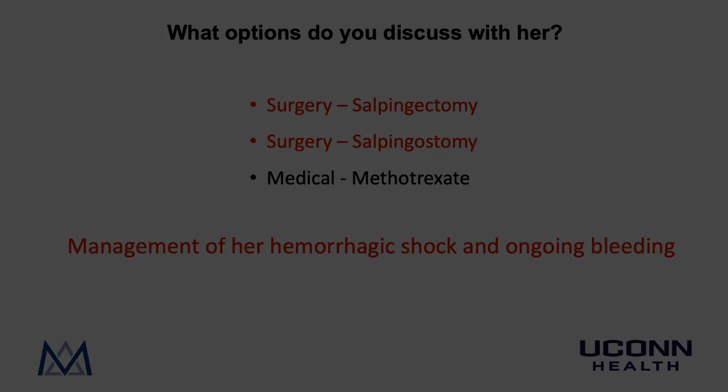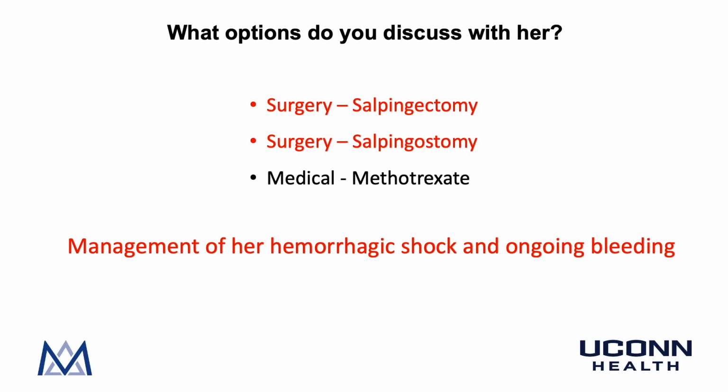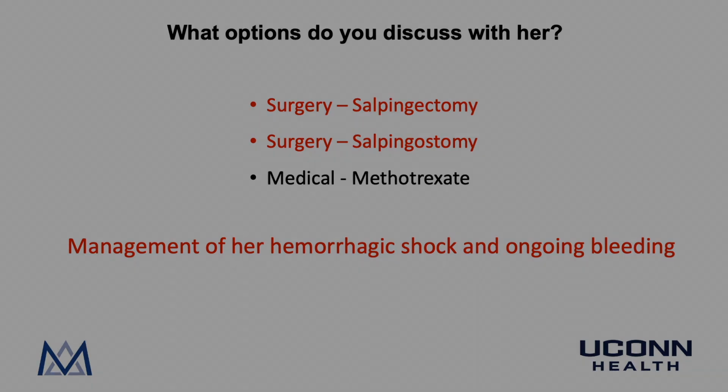And last but not least, you as the surgeon need to take the patient to the operating room and stop her bleeding. There would be a discussion with the patient briefly around performing salpingectomy, which is complete removal of the fallopian tube, as well as salpingotomy, which is cutting open the fallopian tube and just removing the ectopic pregnancy.